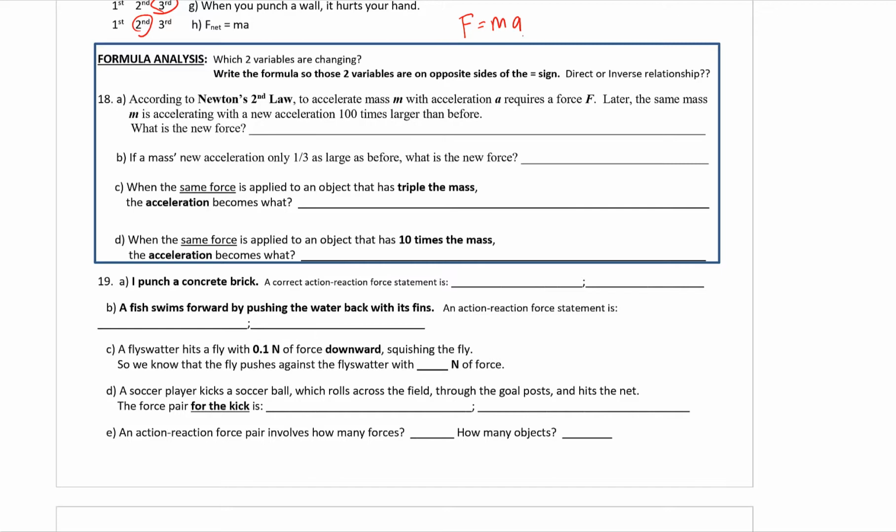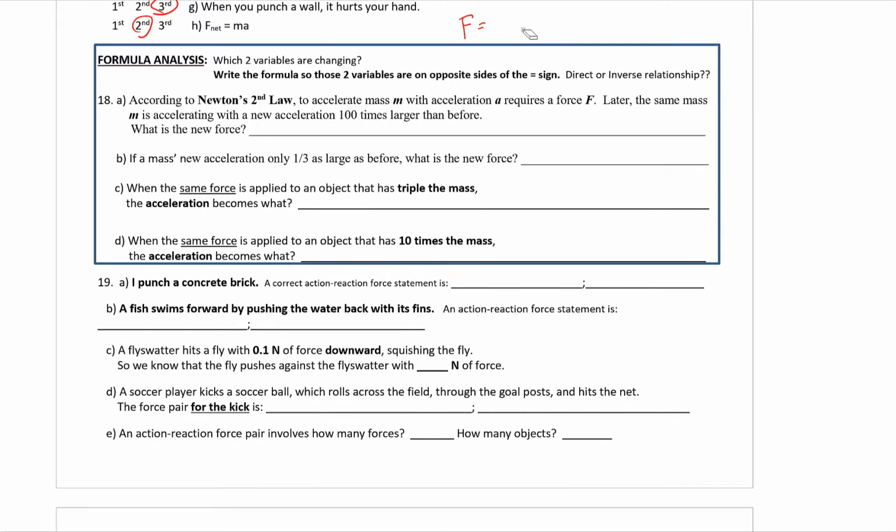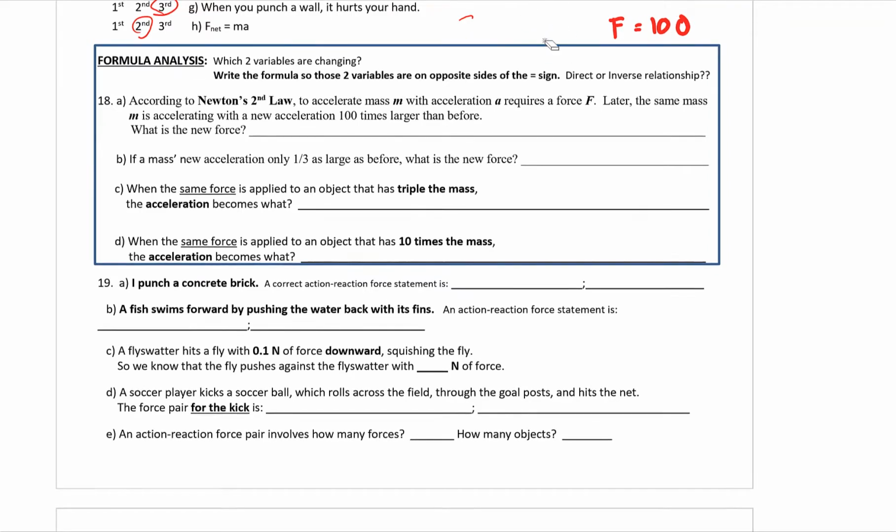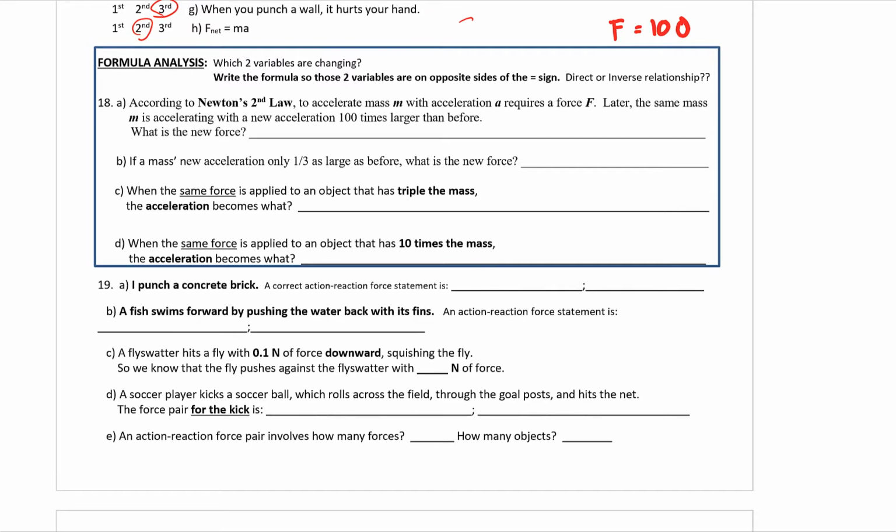Let's say that you have a force accelerating a mass with an acceleration a. Later, the same mass is accelerating with a new acceleration 100 times larger. So I would say the same mass, so I replace that with a 1, and then the acceleration is 100 times larger, so that's 100. So what this gives you is that F equals 100, but that doesn't mean that the force is 100 newtons. That means that it is 100 times bigger than it used to be. That's how we do formula analysis. So the force is 100 times what it used to be.